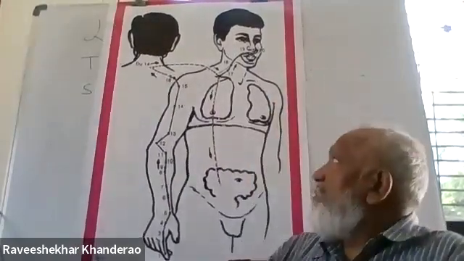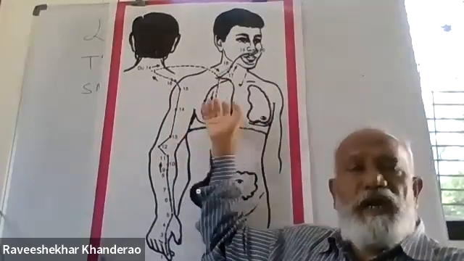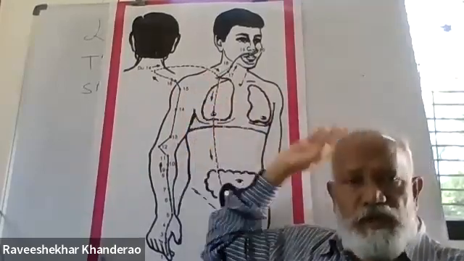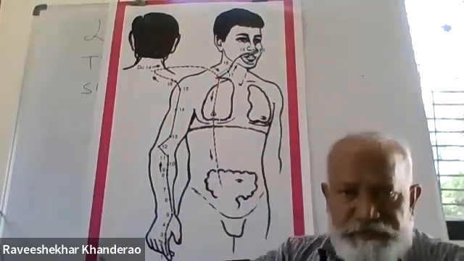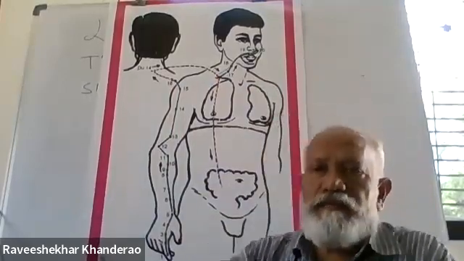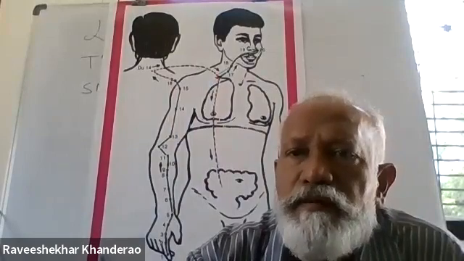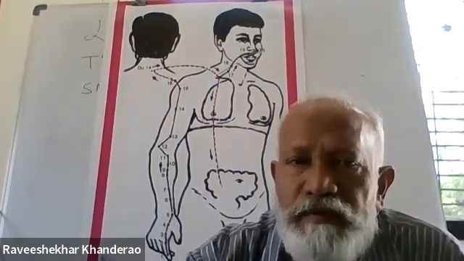Large intestine meridian. How many points are there? There are 20 points on the large intestine meridian. What is the name in Chinese? Han Yangming. Okay, Han Yangming. Can you write it down, Ravi? Okay.